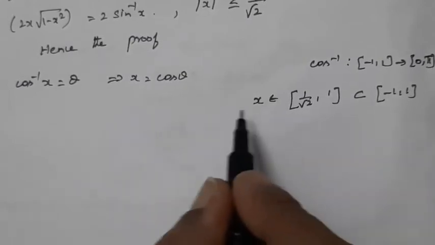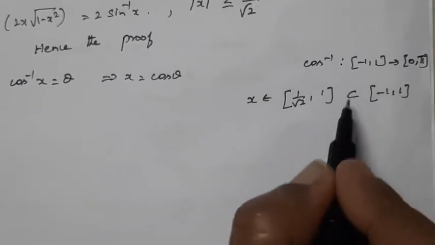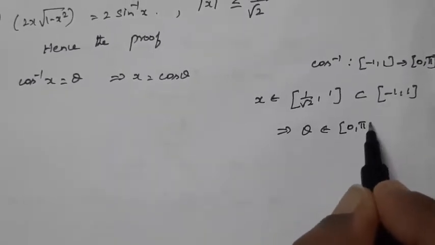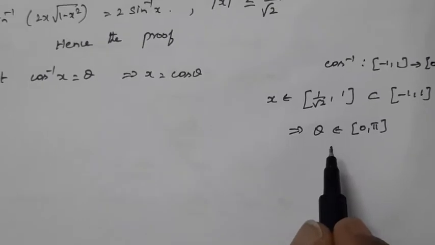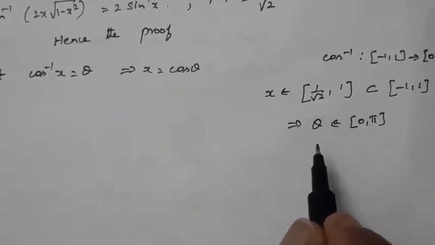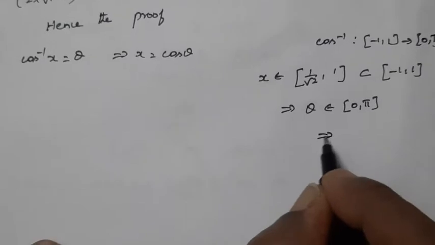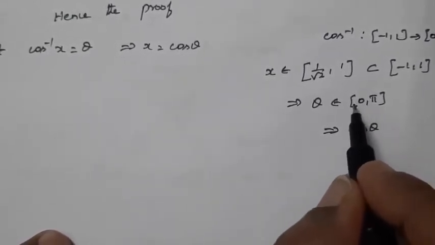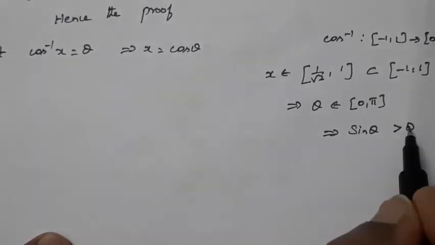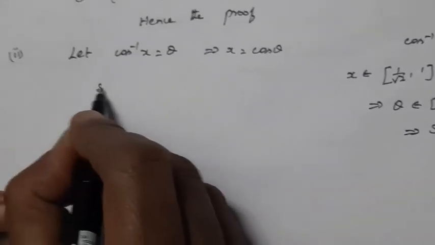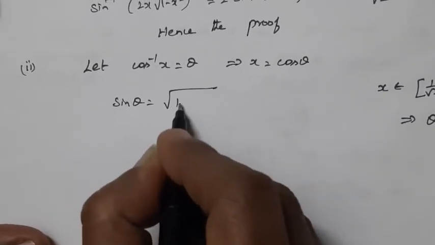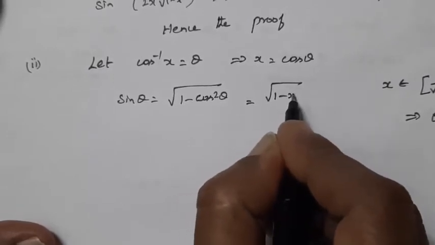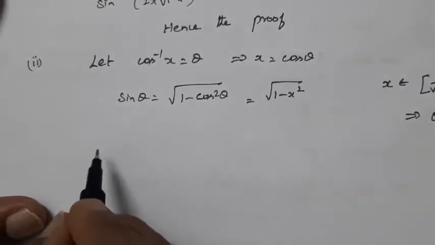So, clearly x belongs to the domain minus 1 comma 1, and this implies that theta belongs to the closed interval 0 to pi. That means theta may lie either in the first quadrant or in the second quadrant. So sin theta is positive in both the first and second quadrants. So sin theta is greater than 0. Therefore, we can take sin theta as root of 1 minus cos squared theta. Replacing cos theta by x, we have sin theta as root of 1 minus x squared.